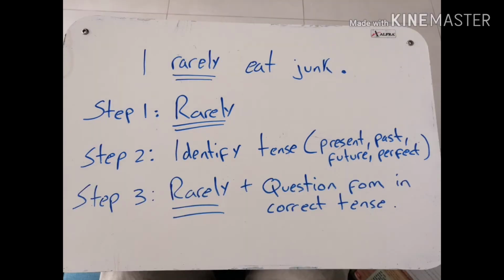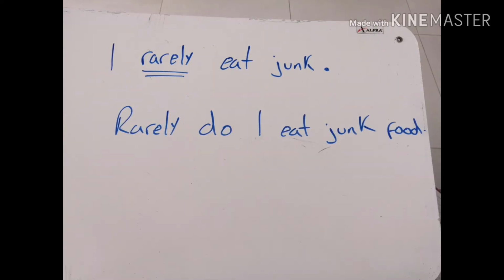Inversions look very similar to questions. In fact, inversions borrow the question structure. So that's why our step number 3 is using the negative adverbial rarely plus the question structure in the correct tense. In this case, it would be the present tense. As you can see, we add the auxiliary verb do and we invert the subject and the verb. So we end up with the sentence, rarely do I eat junk food.